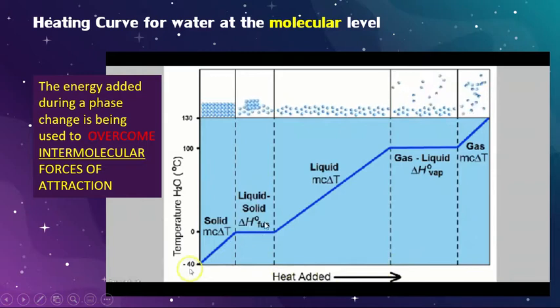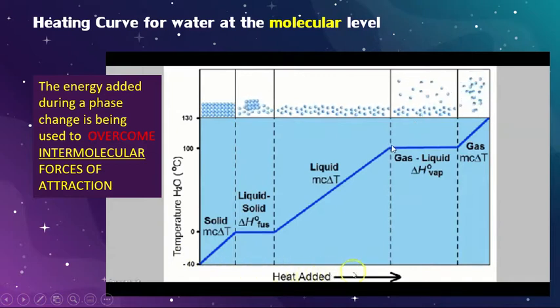Once they're completely disrupted and the solid has melted to liquid, now that heat energy is being used to heat up the liquid, causing the molecules or the atoms that make up the liquid to move at a much faster rate. And then once we reach what's called the boiling point, the point of evaporation, that heat energy that's being added is then being used to continue to overcome the intermolecular forces of attraction between the atoms and cause them to spread out even further.